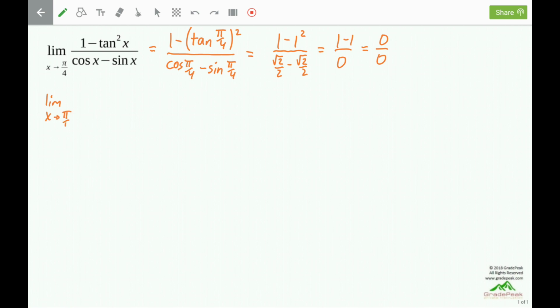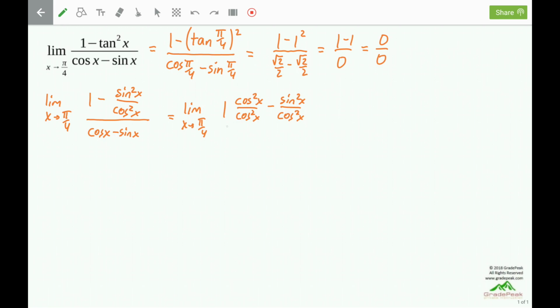So limit as x goes to pi over 4 of 1 minus, now tangent squared means sine squared of x over the cosine squared of x, so we'll write it that way. And then the entire thing over the cosine of x minus the sine of x. My next step, I'm going to get a common denominator between those two fractions that are in the numerator. So I'm going to have a limit as x goes to pi over 4. I'm going to multiply 1 by cosine squared x over cosine squared x, minus the sine squared x over the cosine squared x, so that I have a common denominator and I can combine them together. I'm going to leave the overall denominator alone right now.